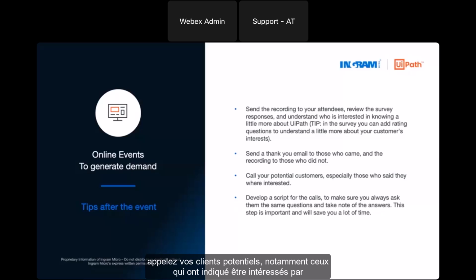Call your potential customers, especially those who said that they were interested in the solutions, that they liked what they saw during the presentation or during the session, that they are interested in receiving more information. Call your potential customers the very next day after the event, right after the session, and you can develop a script for the calls.